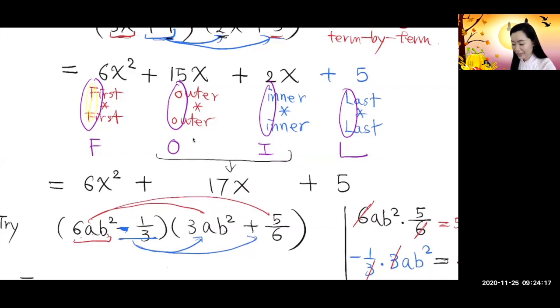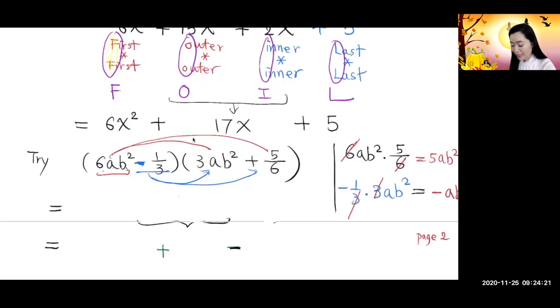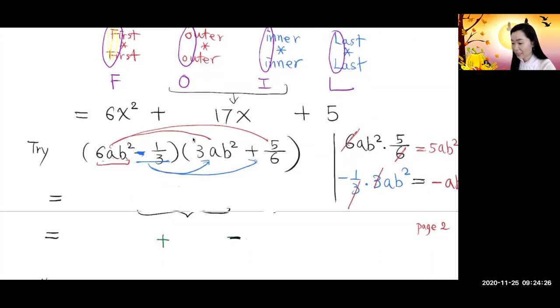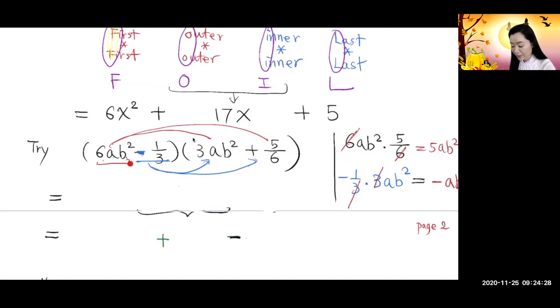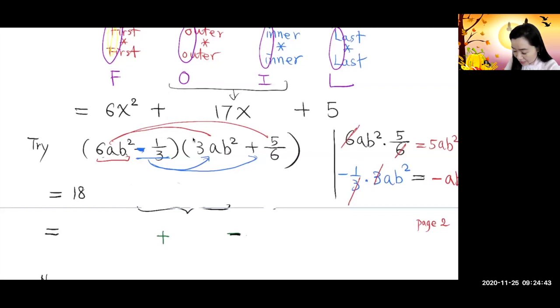Okay, great. Now let's try another one. This binomial times this binomial. Let's fold this up. First, this one times this one. What do we get, everyone? 18a squared b to the 4th power. We got it. Good.